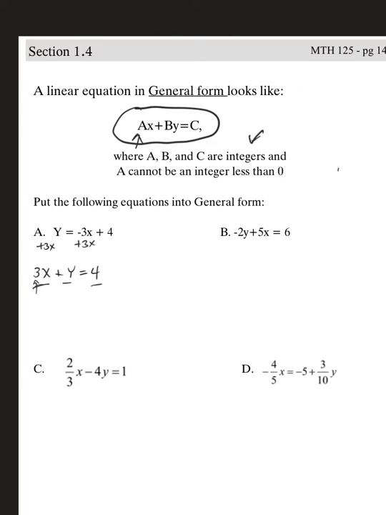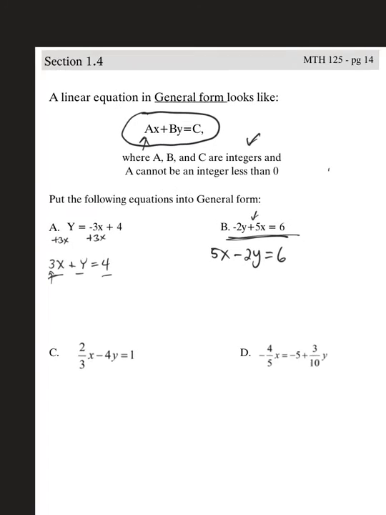For b, this is almost in general form, except I have to have the x term in front and the y term in the rear. So I'm just going to rewrite this as 5x combined with negative 2y equals 6. It really just changed the order of the two terms in the front, making sure that the correct symbols were still in front of them.